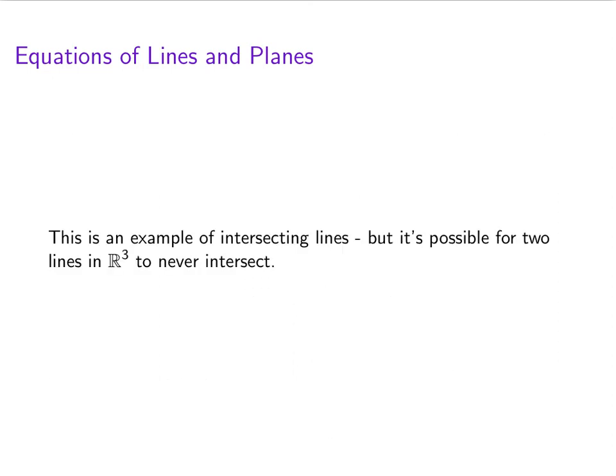Now this is an example of intersecting lines, but it's actually possible for two lines in R3 to never intersect. Those are called skew lines. We'll run into those a little bit later on. Okay, that's all for now.